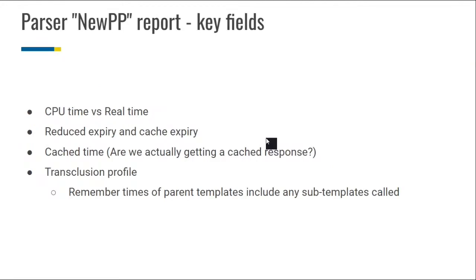Yeah, as I said, transclusion profile, CPU time versus real time, reduced cache expiry. There's some other fields here, and some of them are useful, but they're not like the core things to look at first.